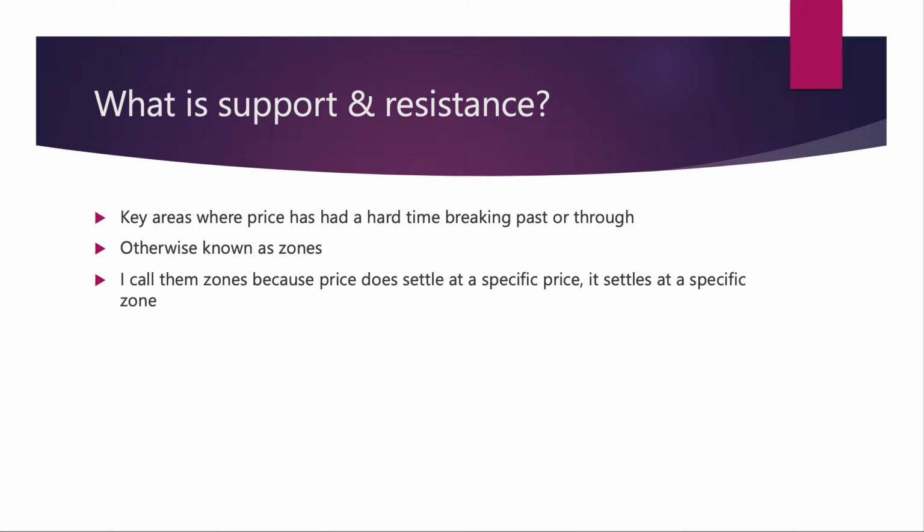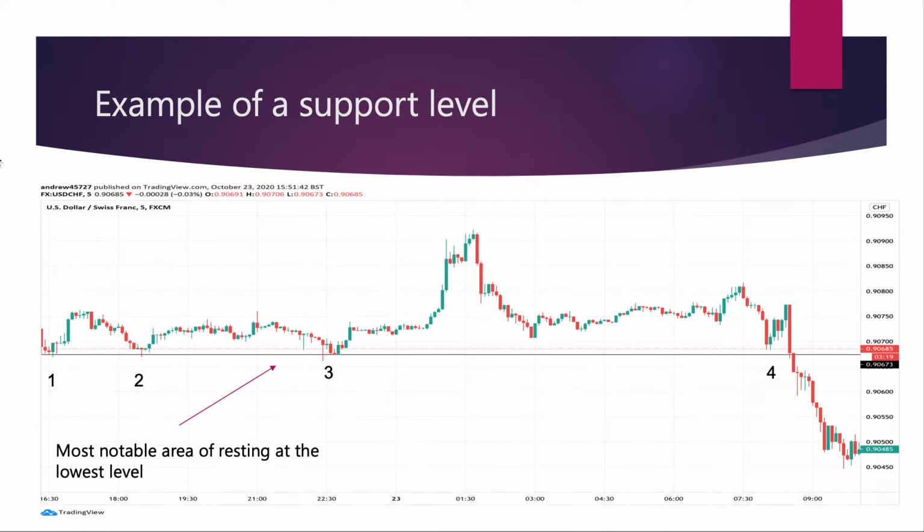So price can settle at a specific price, all right, and it might bounce off of that price. So I'm going to show you a few examples of levels and zones so you can sort of identify the difference between them. So when you do open up a chart, you'll say, okay, so that's a level or a zone. All right. So here's an example of a support level.